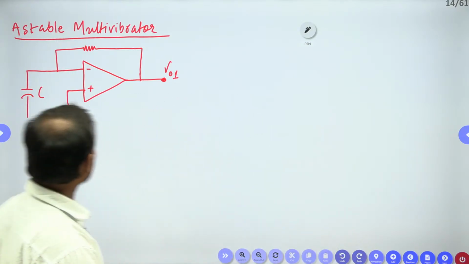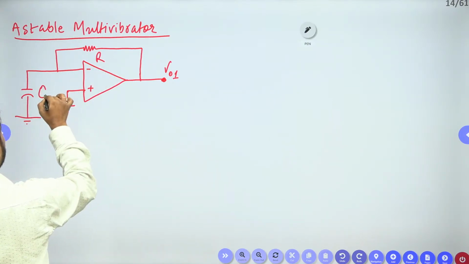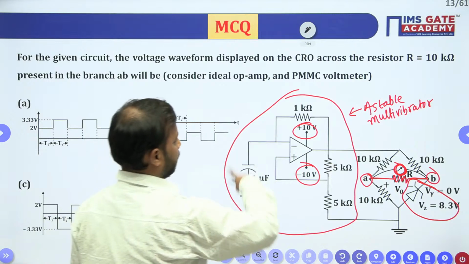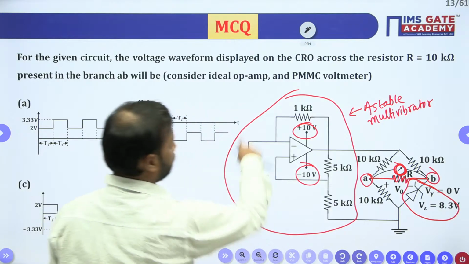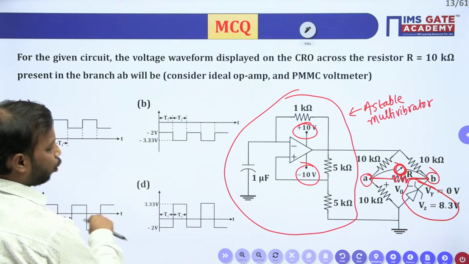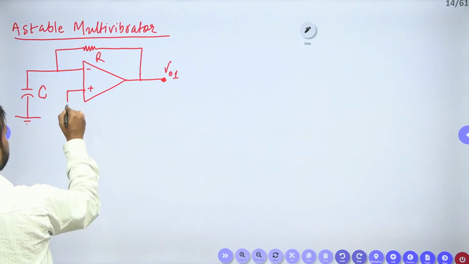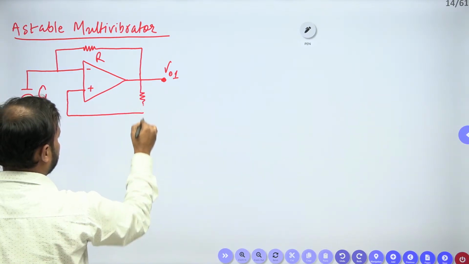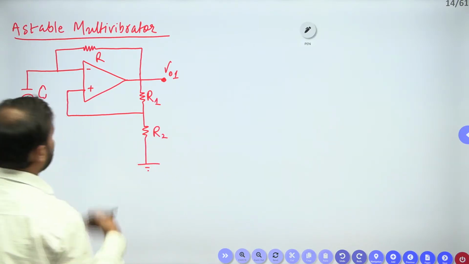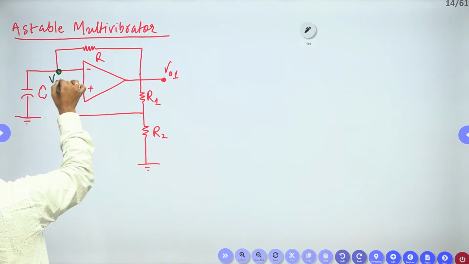Okay, so let us move ahead. This is the resistor R. Now this is the unstable multivibrator. All right, and what else we have? 5 kilo ohm and 5 kilo ohm. So let me take this as R1 and this as R2. Done, Rupesh? All right. Now see here, let me take this voltage as Vc of t.